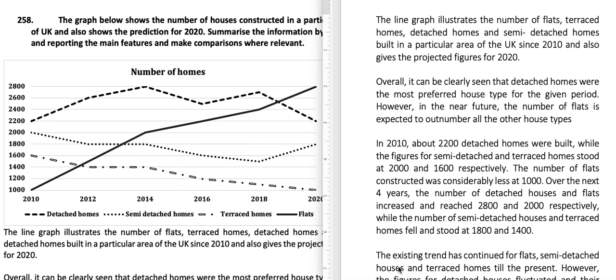Today I've come up with a graph which was seen very recently in November 2019 in the academic IELTS writing test in India. It's a line graph. The graph below shows the number of houses constructed in a particular part of UK and also shows the predictions for 2020. Summarize the information by selecting and reporting the main features and make comparisons where relevant.